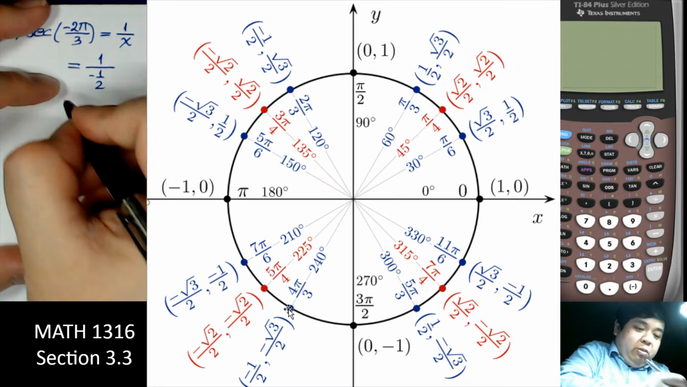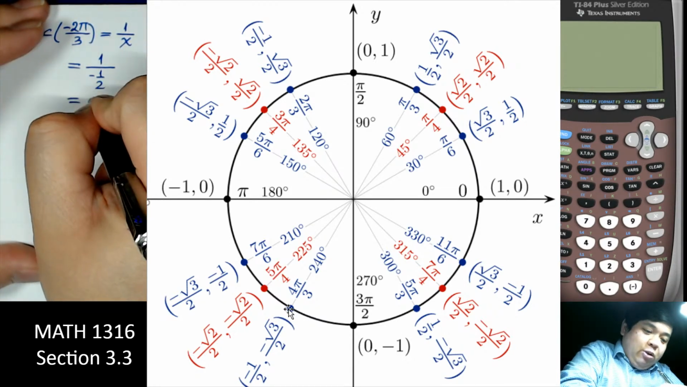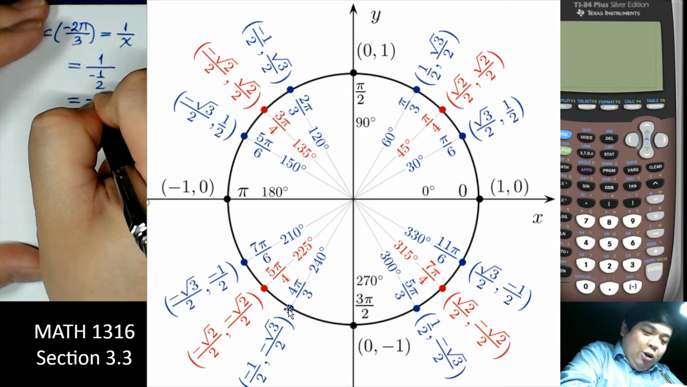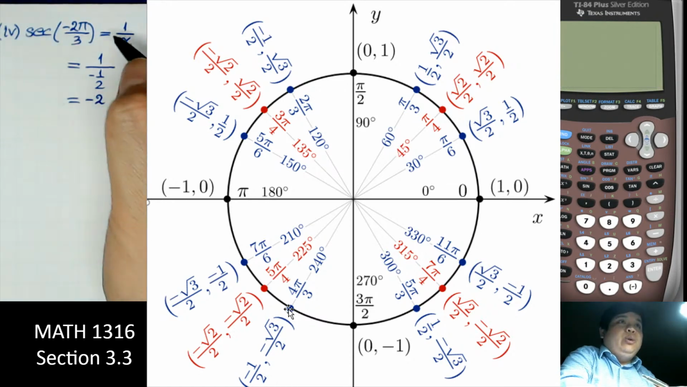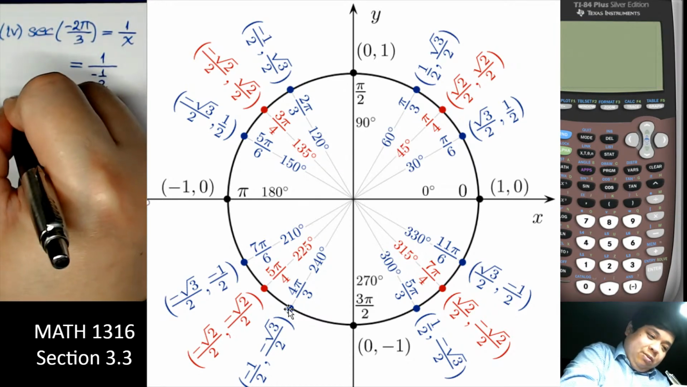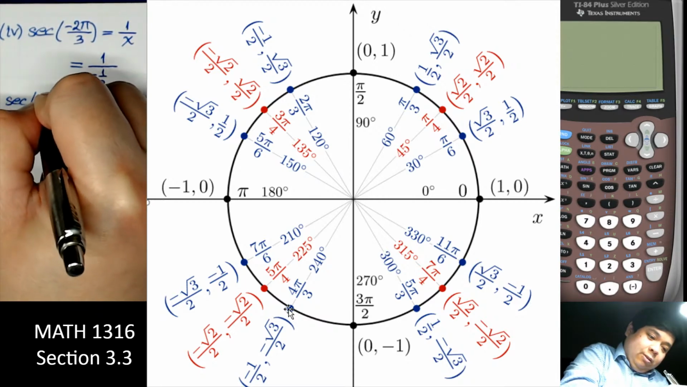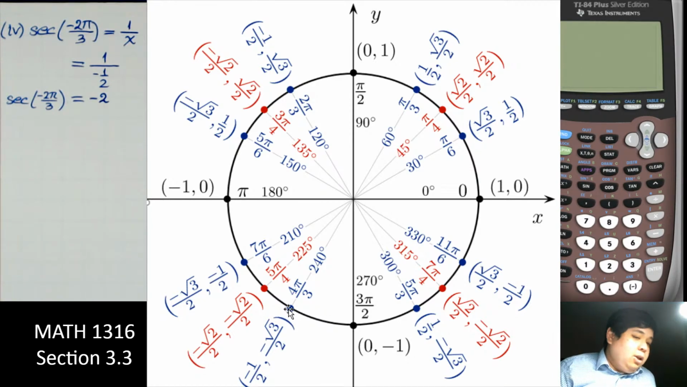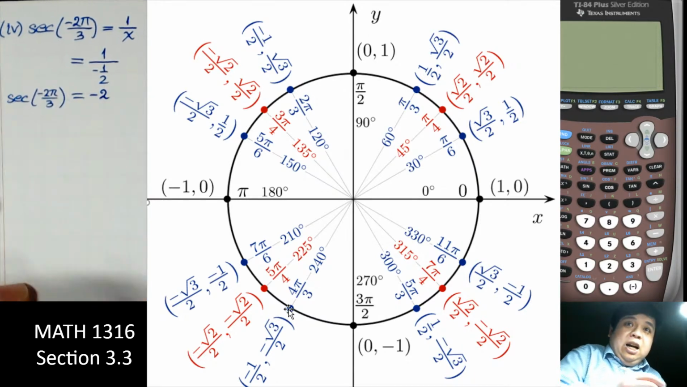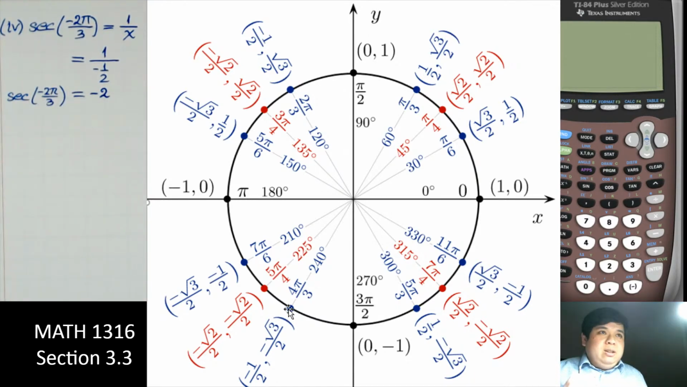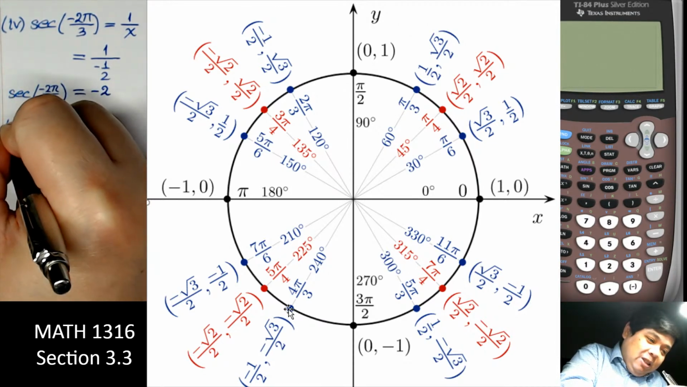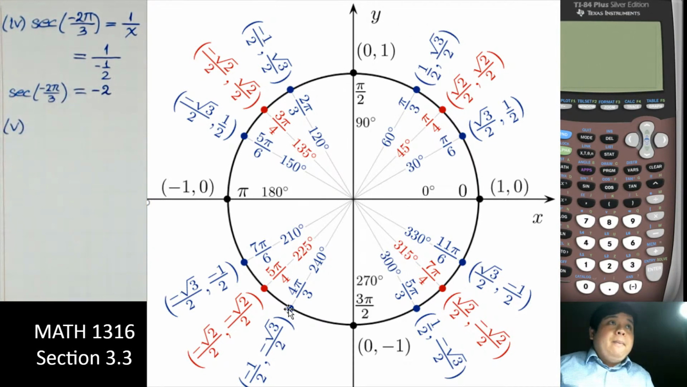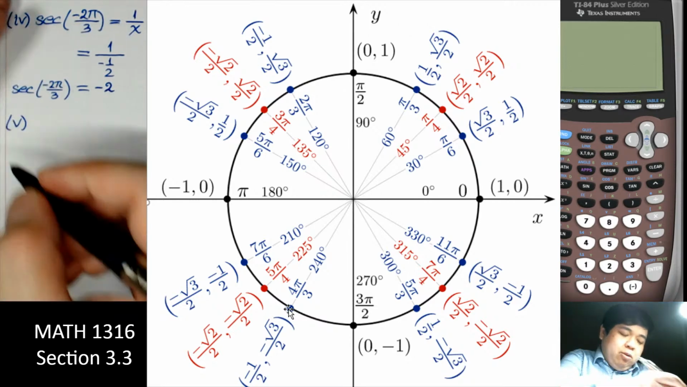And 1 divided by a fraction is the reciprocal, so that will be negative 2 over 1, which is negative 2. So that's it. So if we have a unit circle, that will be very easy to find all the values. Could be in degrees, could be in radians. I'll just make up some example here.